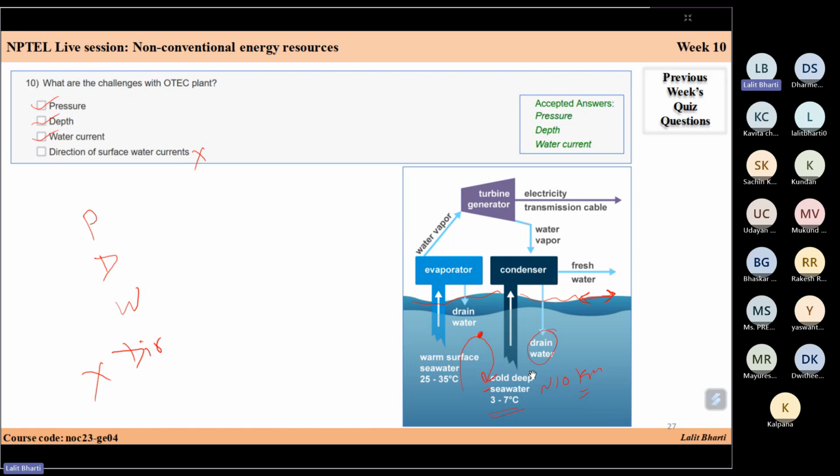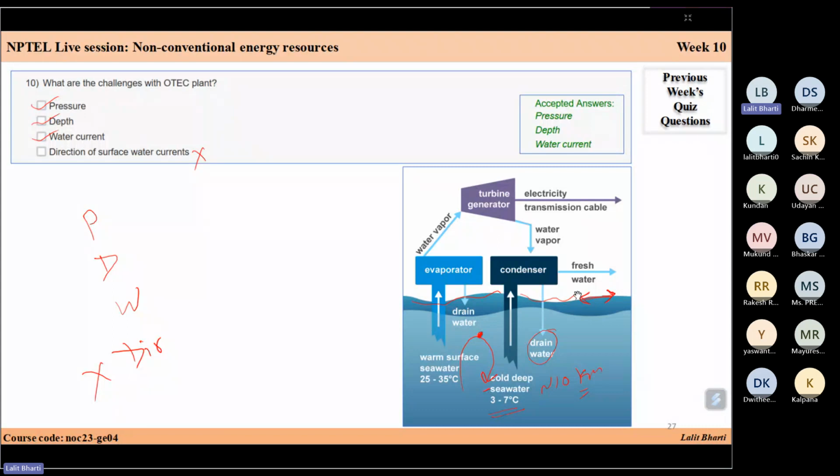But the direction of surface water currents, this is your surface, and the direction of surface water current will not affect you because you are already at a certain depth in the sea. Sorry, options 1, 2, and 3 are correct, but option 4 is not correct.